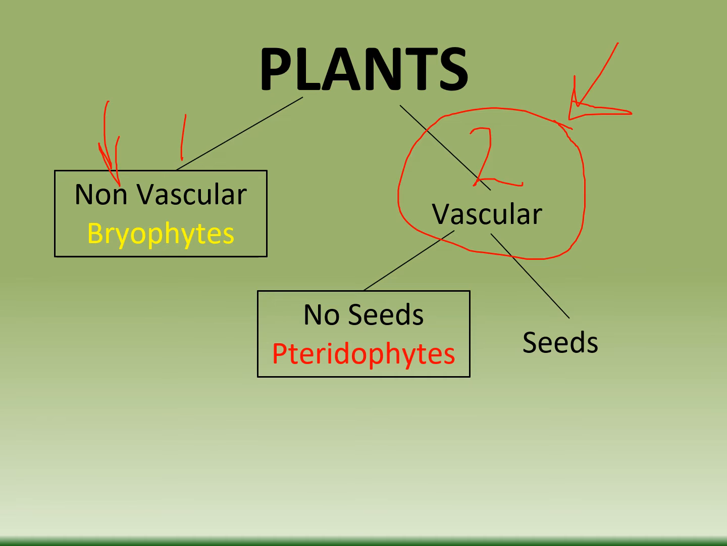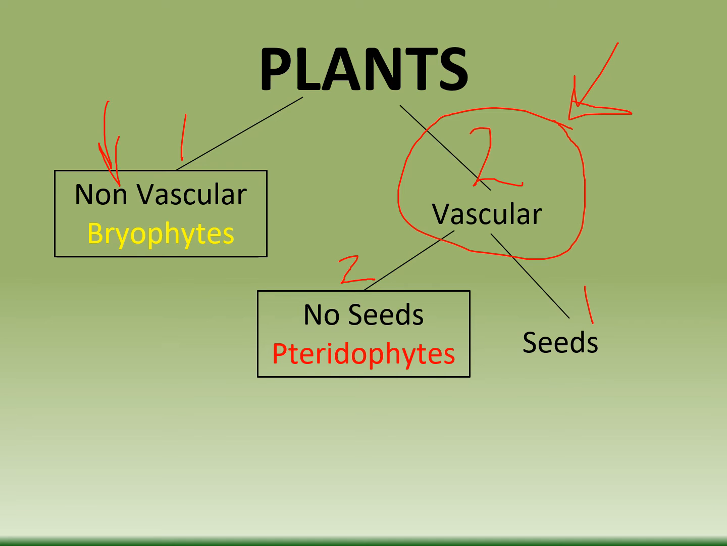And now we have to go to two different things. It's either going to be this or not this. And so they're either going to have seeds or no seeds. Remember, all of these are vascular. So we're going to take a look at the no seed vascular plants. And if they fit into this category, it ends here, because the no seed vascular plants are one group of plants, and those are the Pteridophytes.